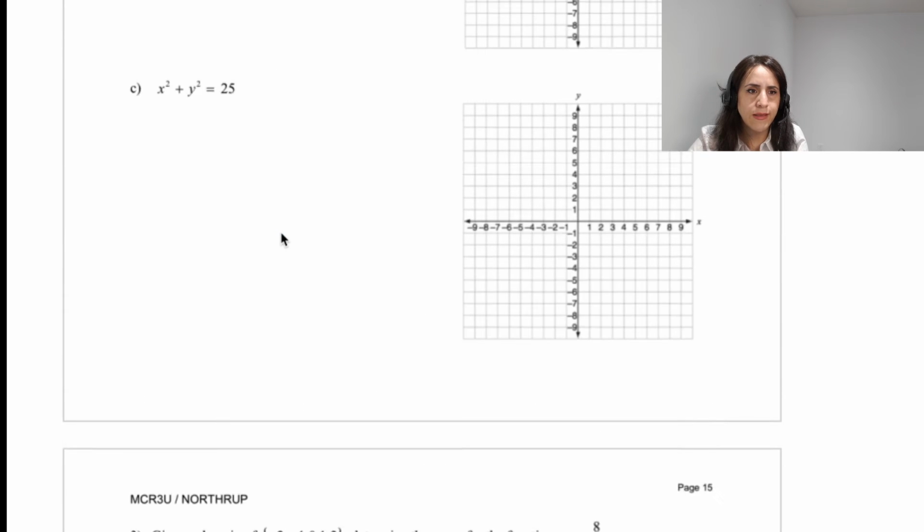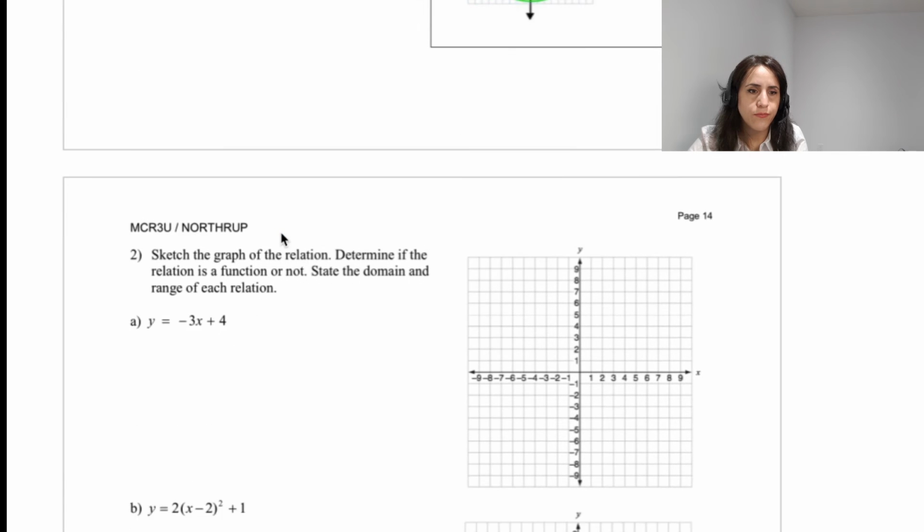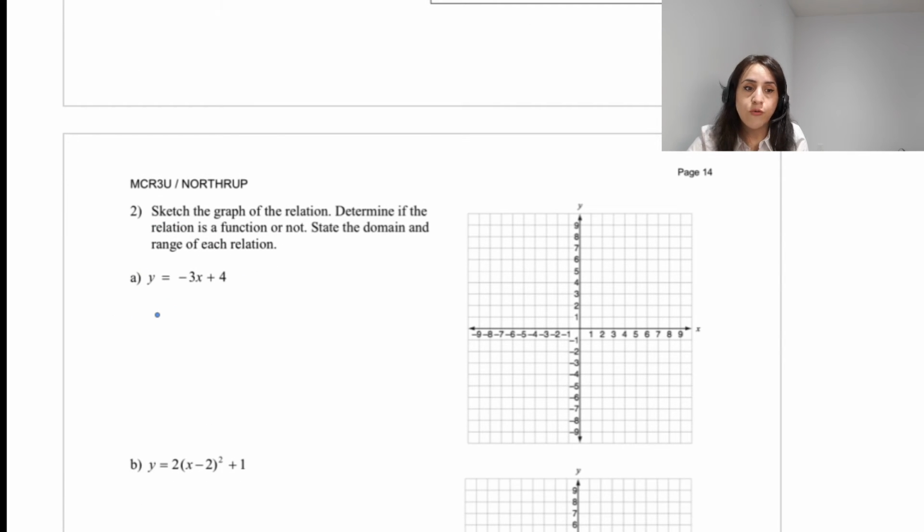Here, I want to put an example for you. I have an equation, y equals negative 3x plus 4. I want to know if it's a function or not. For knowing if it's a function or not, the best way is to graph. Negative 3x plus 4 is something that you learned in grade 9. You can go with y-intercept 4 and then rise over run of negative 3 over 1, or you may make a table of values and graph it.